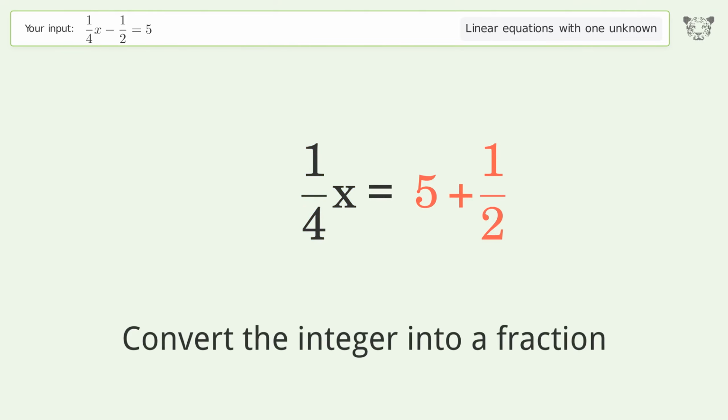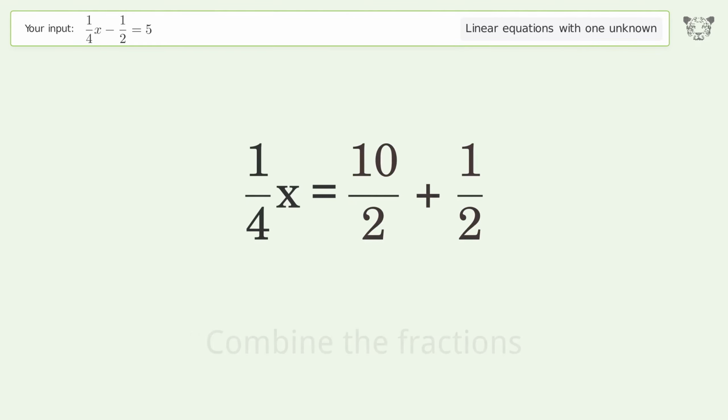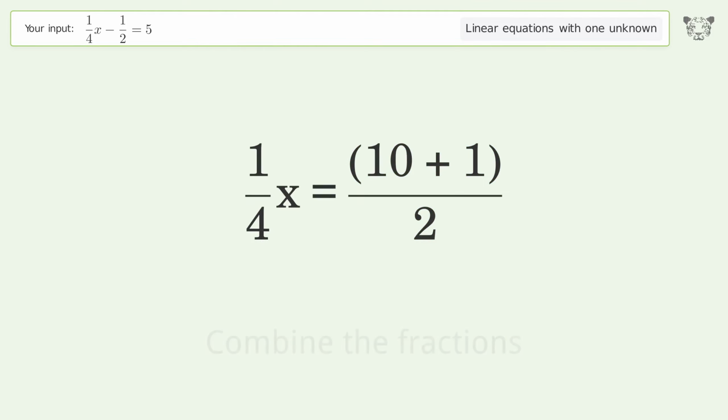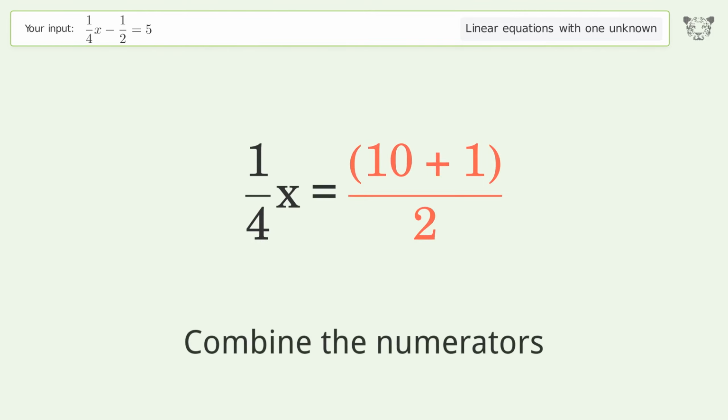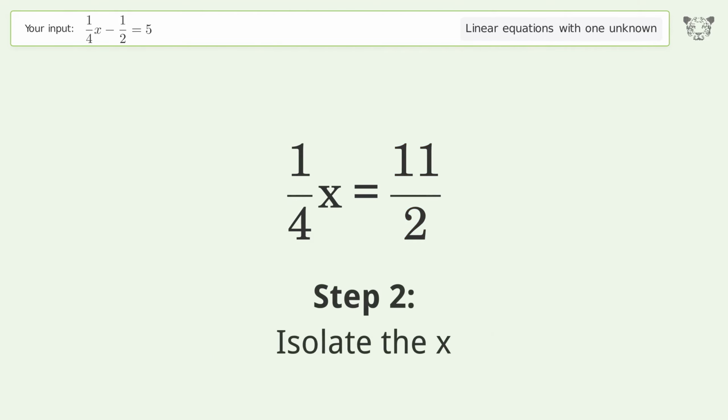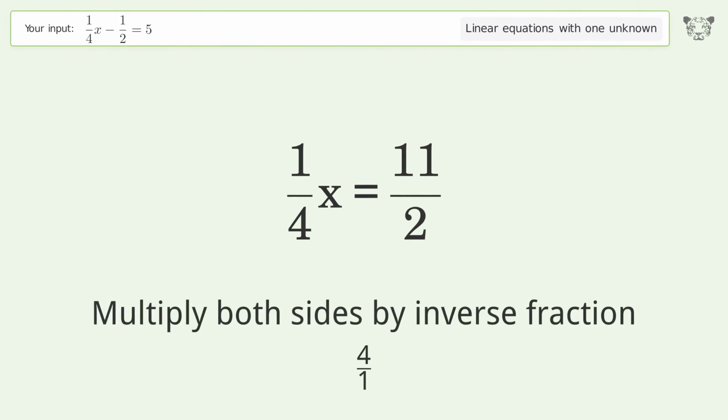Convert the integer into a fraction. Combine the fractions. Combine the numerators. Isolate the x. Multiply both sides by inverse fraction 4 over 1.